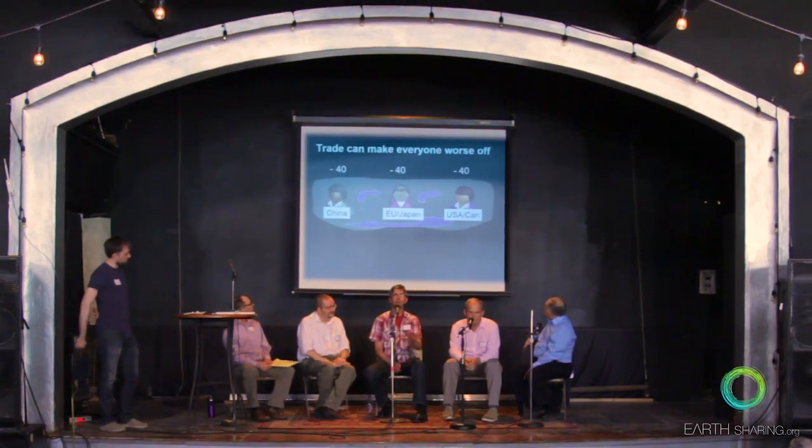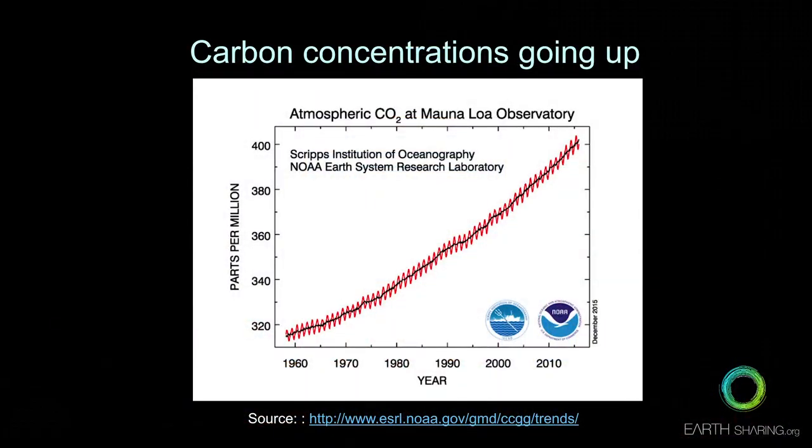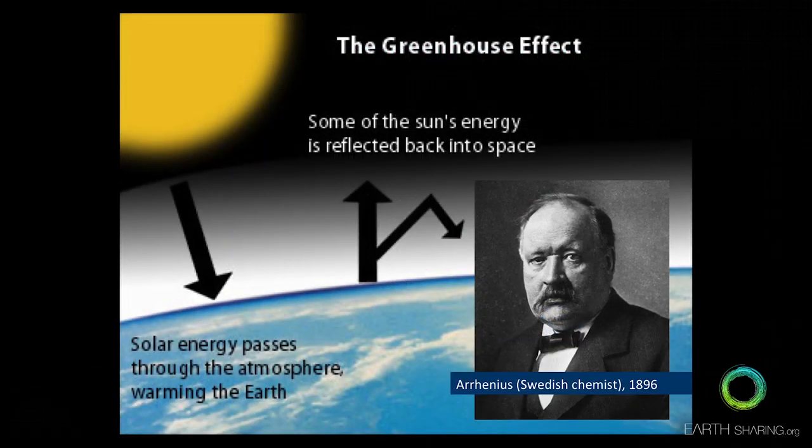And this is in broad strokes what economists are concerned about when it comes to climate change. So everything you need to know about climate change in just a couple of slides, right? We have carbon concentrations in the atmosphere going up, primarily caused by human activity. Then we have this theory that says if carbon concentrations go up, global temperatures are going to go up. This theory goes back more than 100 years. It predates Al Gore.